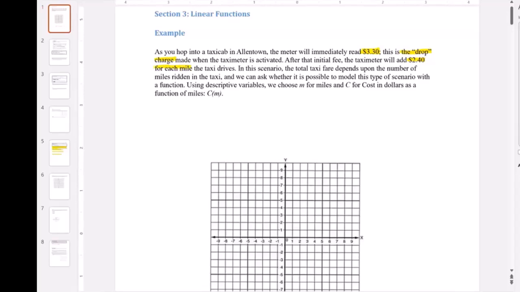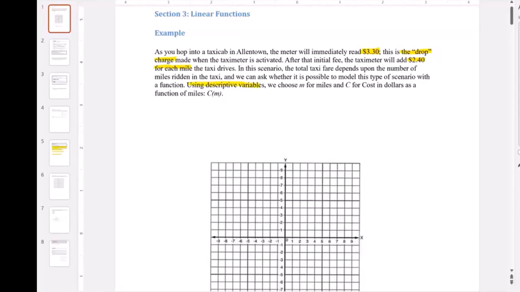So in this scenario, the total taxi fare depends upon the number of miles ridden in the taxi. And we want to ask ourselves whether we can somehow model this scenario with a function. And I'm certain that we can. Let's figure out how. Now, remember here it says using descriptive variables.